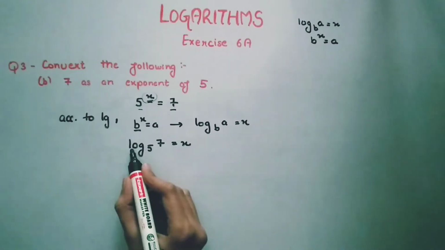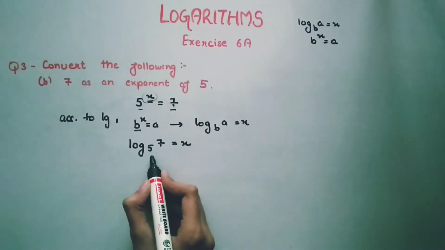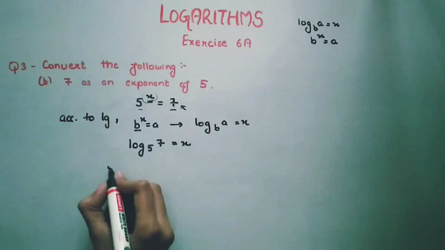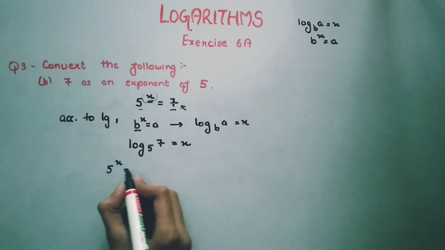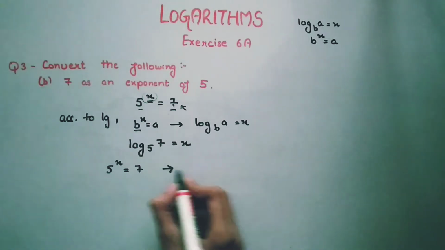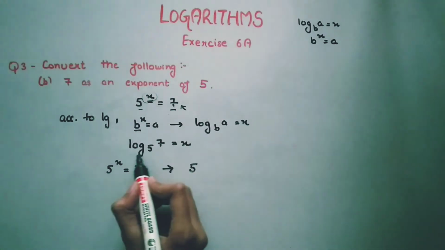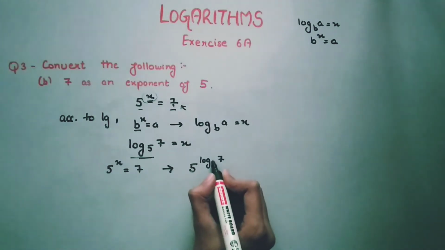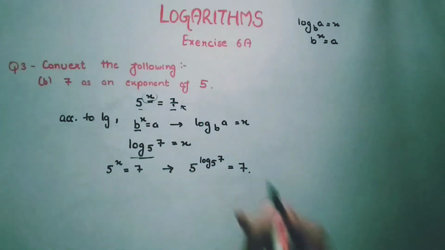Now the value of x we have is log of 7 to base 5. This x value we will put in this equation. The equation was 5 raised to power x is 7. Now this can be written as 5 raised to power log of 7 to base 5, which is equal to 7.